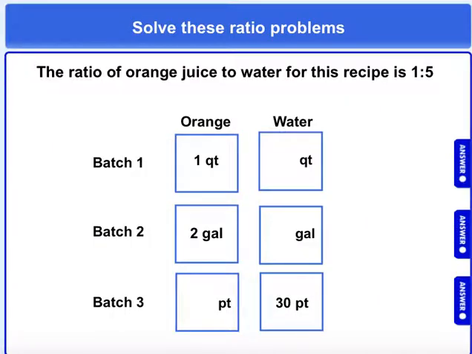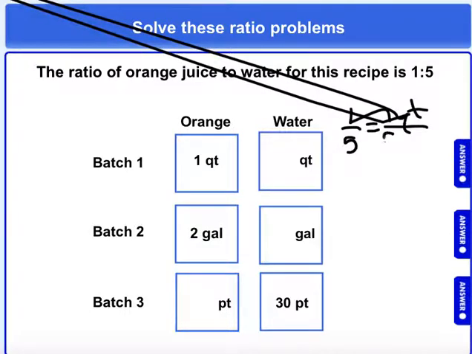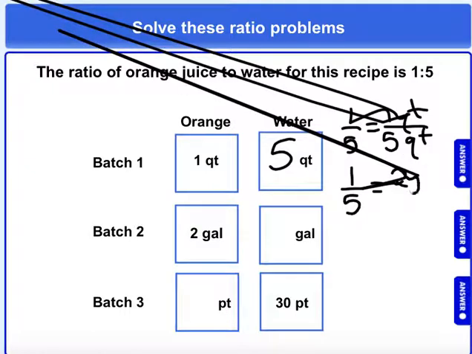Now, if we were to use some of these ratios for a recipe, like orange juice to water, we would say, if I have 1 part orange juice and 5 parts water, I can make a ton of different batches. So if we have this ratio of 1 to 5, that means if I have 1 quart of orange juice, I need 5 quarts of water. And with this same ratio 1 to 5, if I have 2 gallons of orange, that's times 2, so I would need 10 gallons of water.